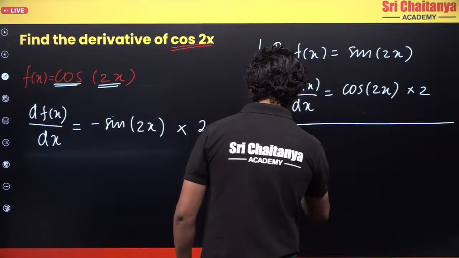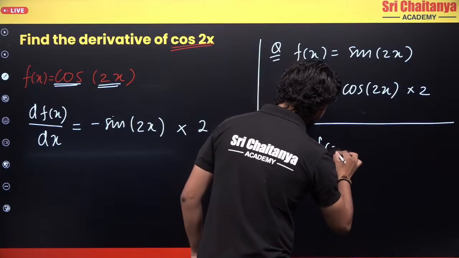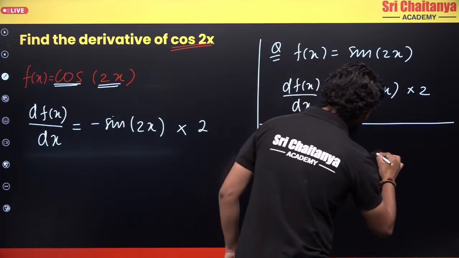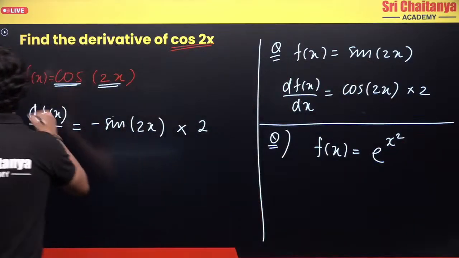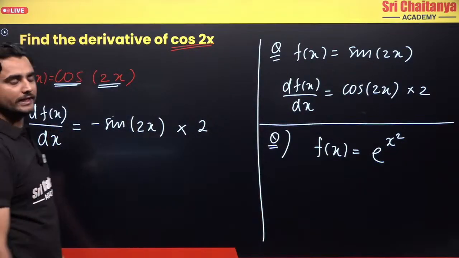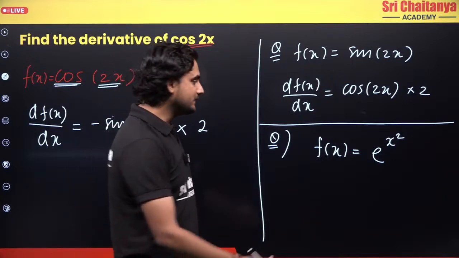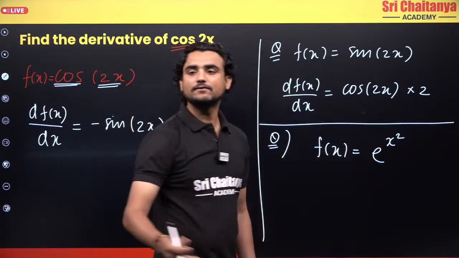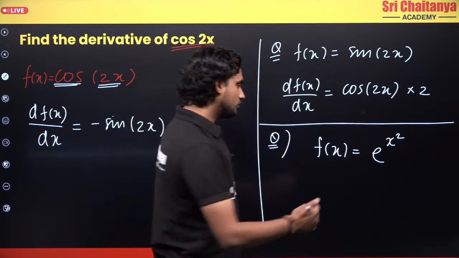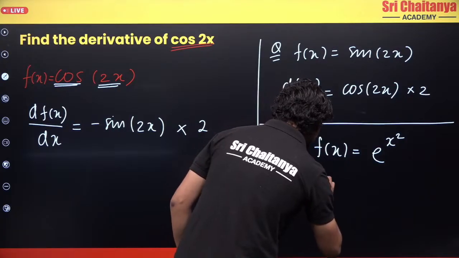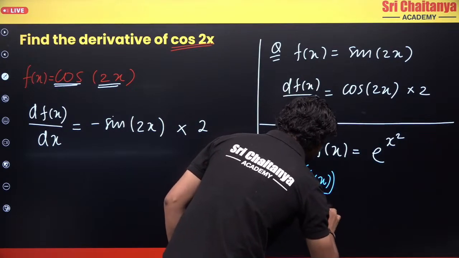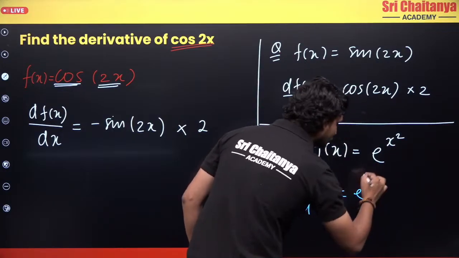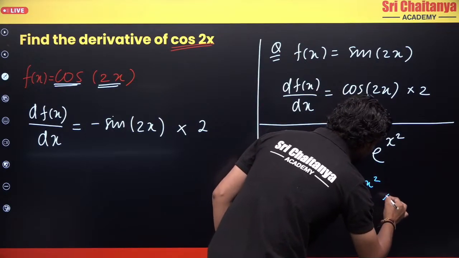Okay. Let's say I have a function f(x) equal to e power x square. So what is the first function I can see? The first function I can see is e. No? e is a function. So what is the differentiation of e^x? The differentiation of e is basically e only, no? So I will say e, and what about this x square? I will write this x square as it is.